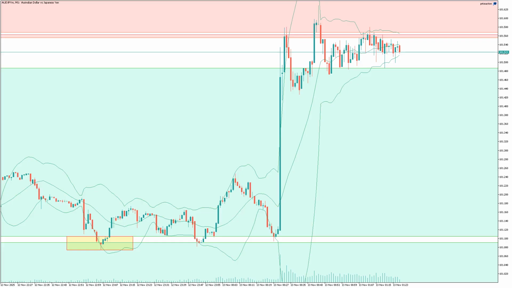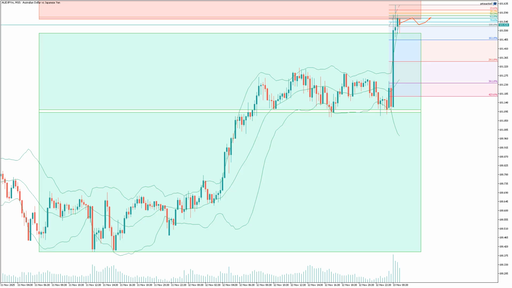The resistance zone is identified between 101.556 and 101.568, spanning from timestamp 176.299.6140 to 176.299.6200. This area exhibits strong selling pressure, evidenced by multiple candles failing to break above this level and then retreating significantly. The price action during this period shows a clear struggle to sustain higher prices, with the upper shadows of the candles indicating rejection from this zone.